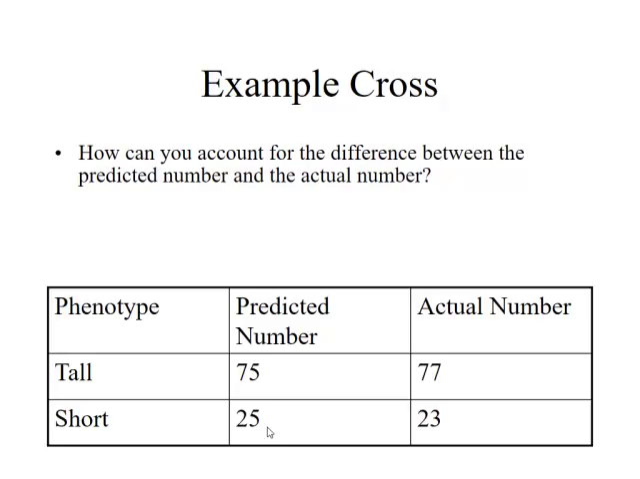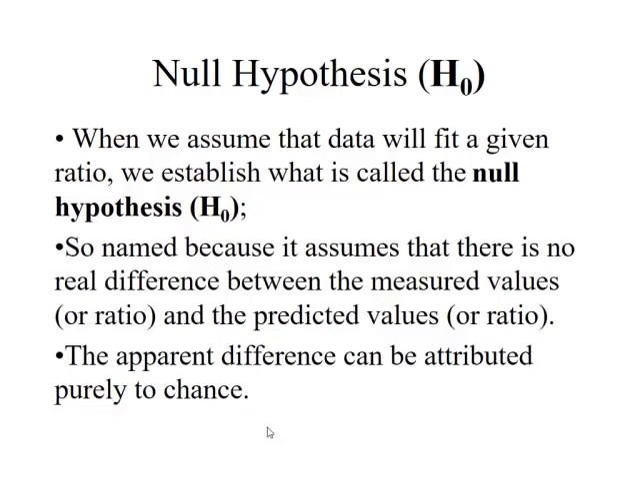What if your actual number was 77 and 23? Does that seem close enough? Maybe. But how do we decide how close is close enough? That's where chi-square analysis comes into play.